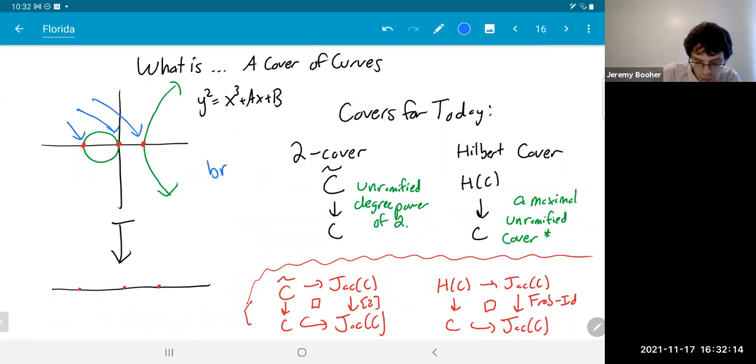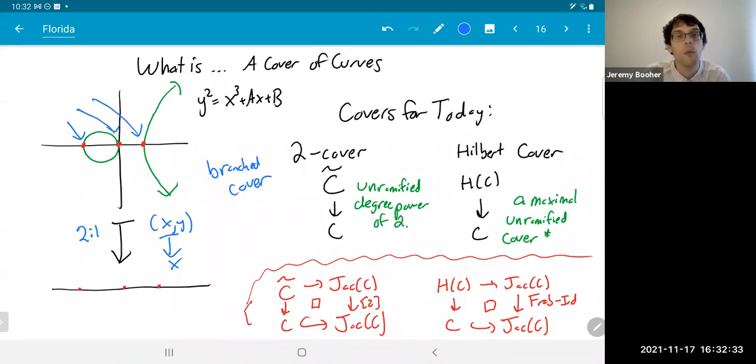Topologically, you'd think of a cover of curves as a branched cover. And here's a picture. I can take a plane curve and project it onto the x-axis. I send a pair (x, y) on the curve to just the x-coordinate. And this is basically a 2-to-1 map. If I tell you what x is, you know what y squared is supposed to be, and then you solve. Now, you might get worried if you're trying to solve y squared equals a negative number, but you just use complex numbers and it all works out.